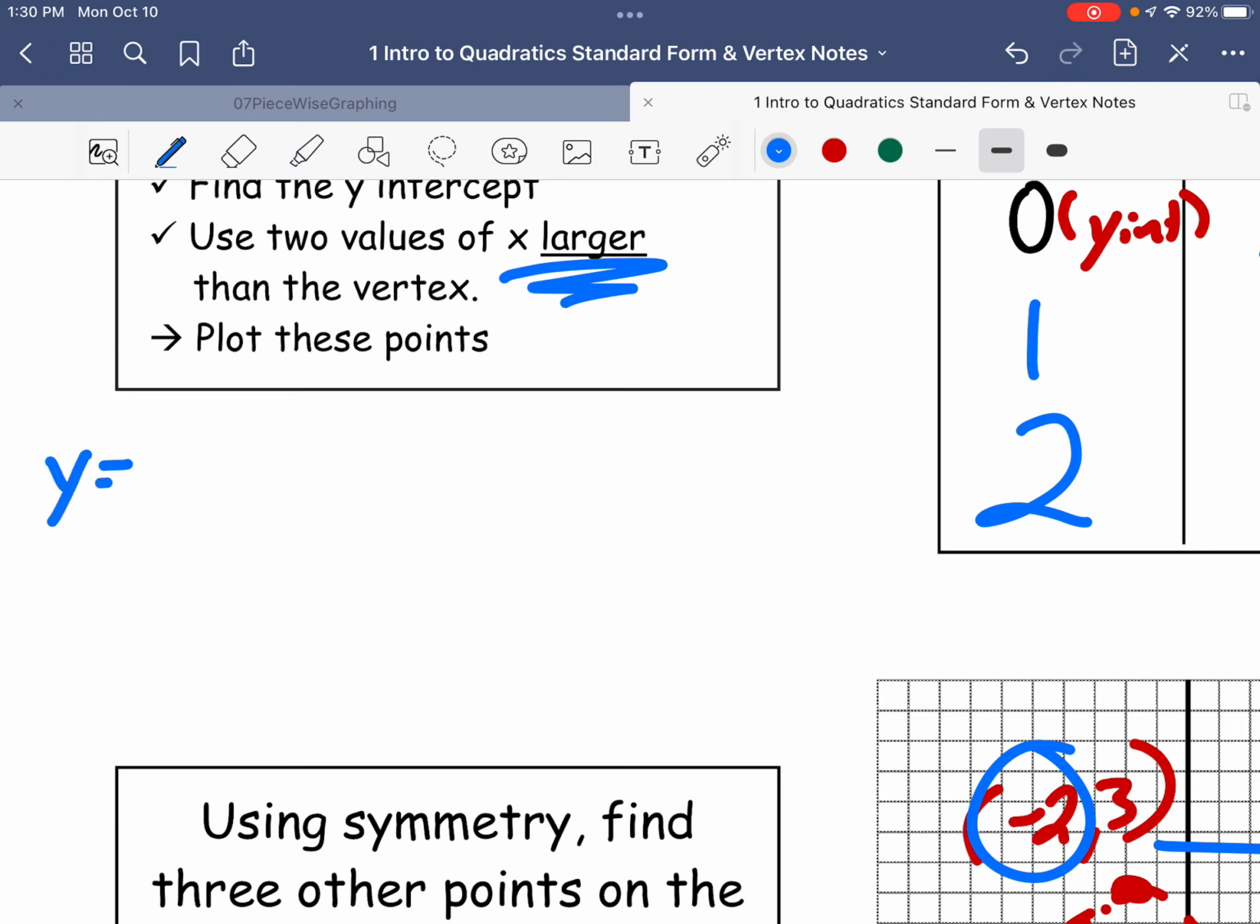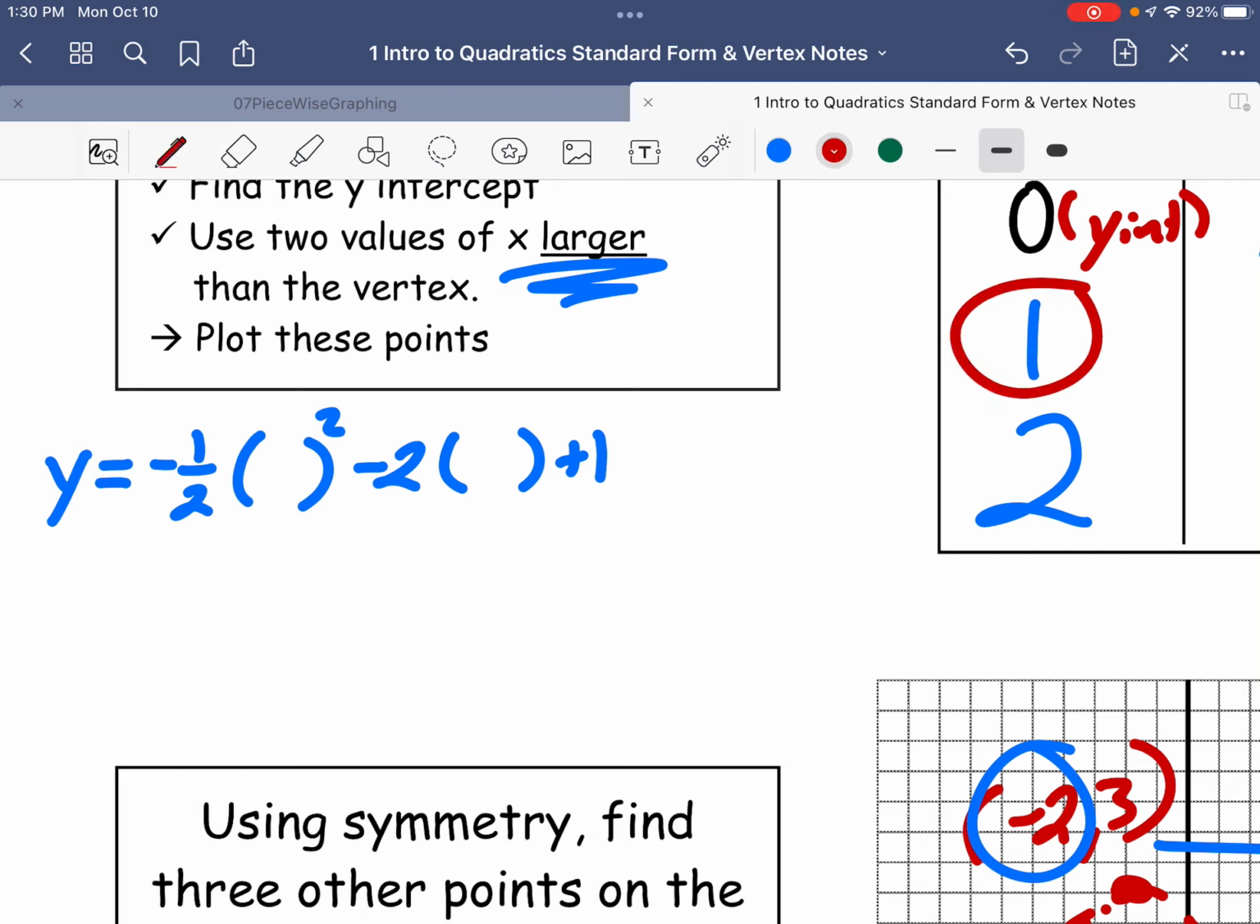Now, when we say plug in, we're talking about plugging in to the equation. Again, the equation is negative 1/2 x squared minus 2x plus 1. So we're going to plug in 1. When I plug that in, I need to very carefully do the order of operations. The order of operations would say to do the exponent first. That's just going to be squaring the number 1, which is still 1. Then you're going to get negative 1/2.